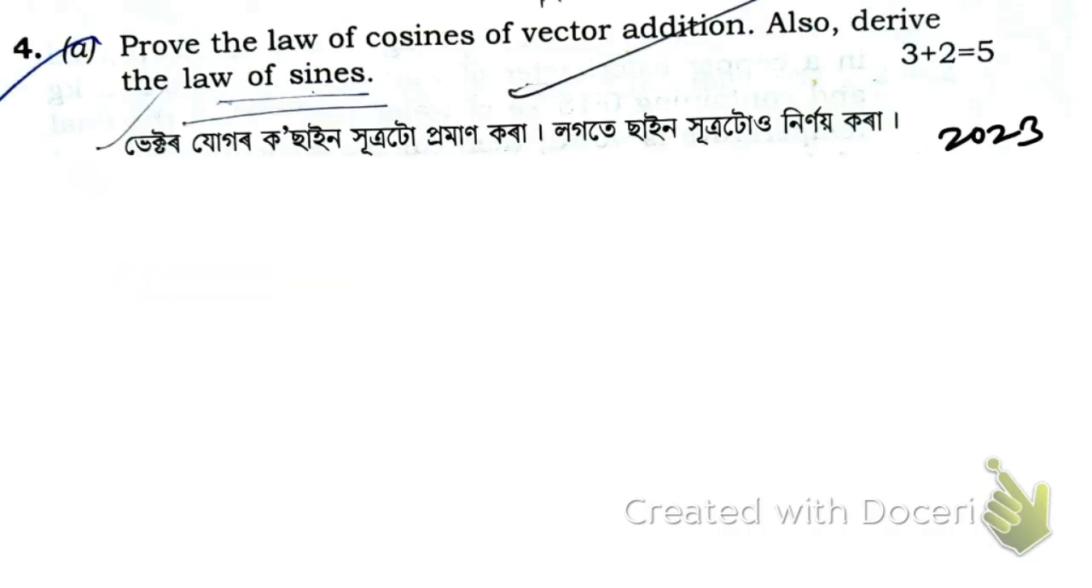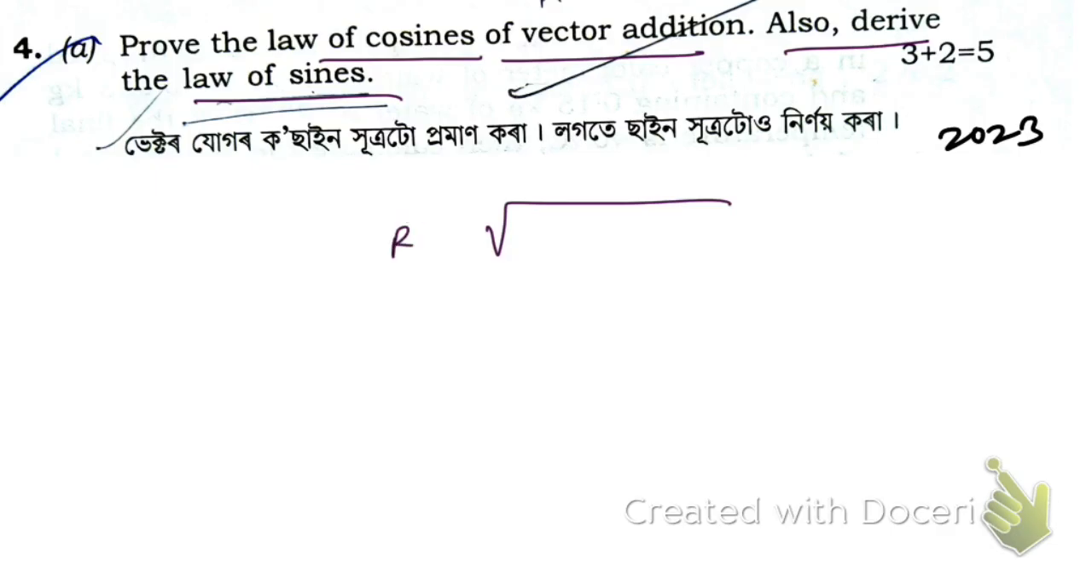Now you see, this is the next question. Prove that the law of cosines and cosines of vector addition also derive the law of sines. So you see, law of cosine means this equation that now we have shown already. R is equal to that a square plus b square plus 2ab, and then we need to show law of sines as well. So in order to show that, let me use the parallelogram law.